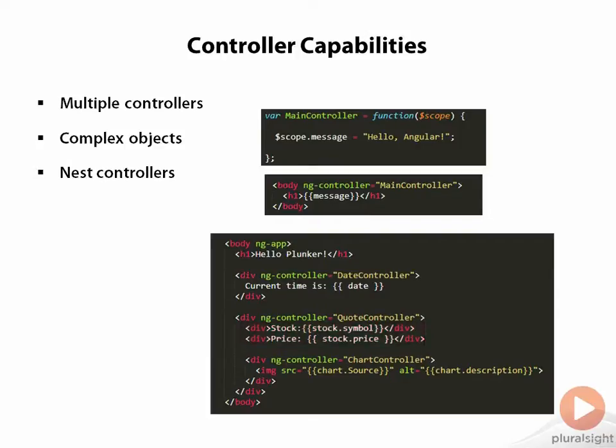And then there's a couple interesting things about the chart controller. First, you'll notice it's nested inside of the quote controller. This is an advanced technique we probably won't use in this course, but I want to make you aware that it's possible. Also in this controller is something we will use, and that is we can use binding expressions not just to display text on the page, but we can also use them to set the attributes inside of our HTML. So in this example, we're setting the source and the description of an image.